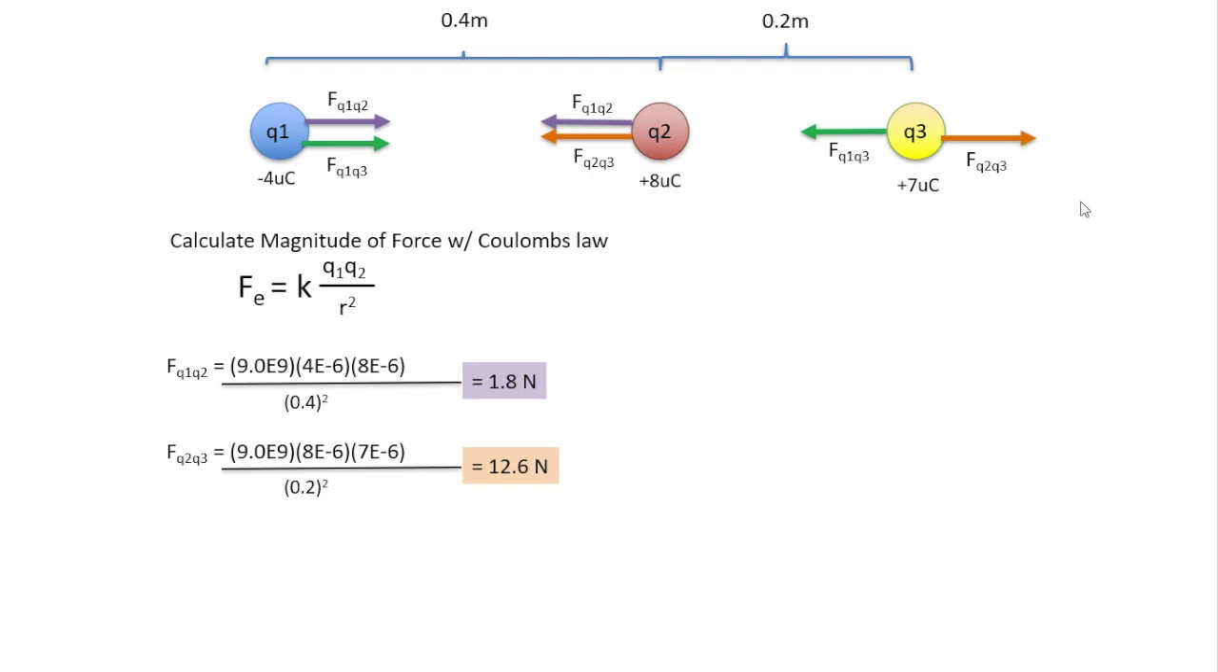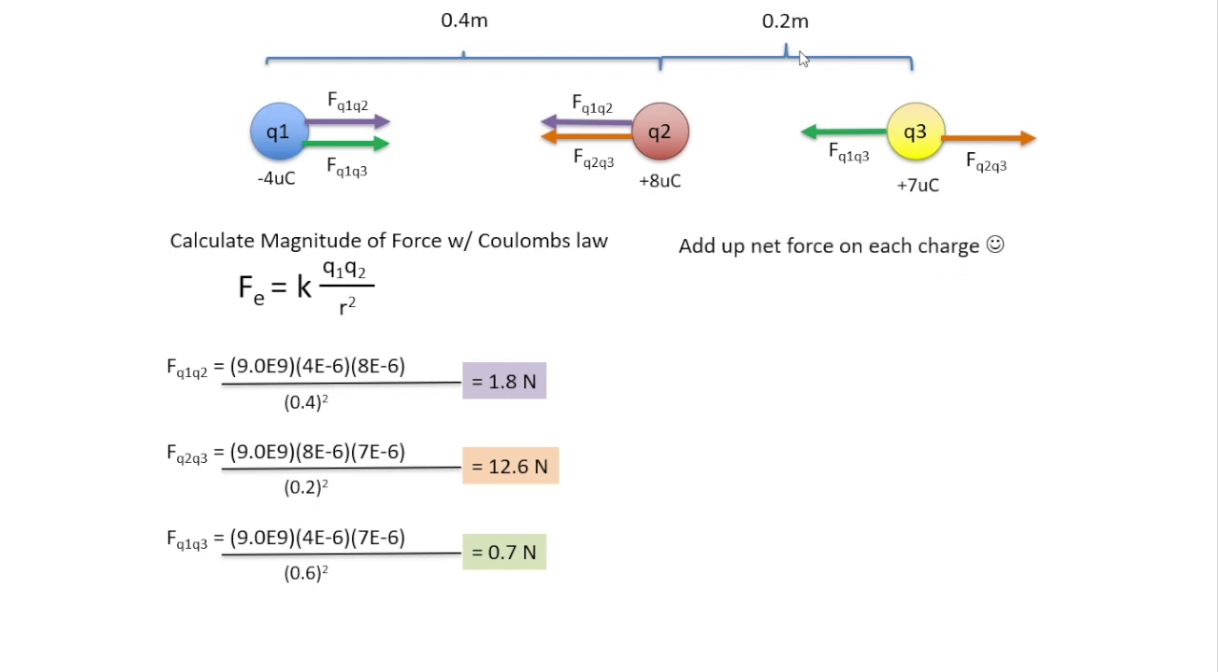All right, so now let's take a look at F Q1 Q3. Over here, we're going to notice that K is still 9 times 10 to the 9th. Q1 is still 4 times 10 to the -6, and again, it's positive because we're only concerned with the magnitude here. And Q3 is 7 times 10 to the -6. The distance, though, is going to be the distance from Q1 to Q3, which means that it's 0.4 plus 0.2, which gives us 0.6. We solve and we find out that our magnitude of the force should be 0.7 newtons.